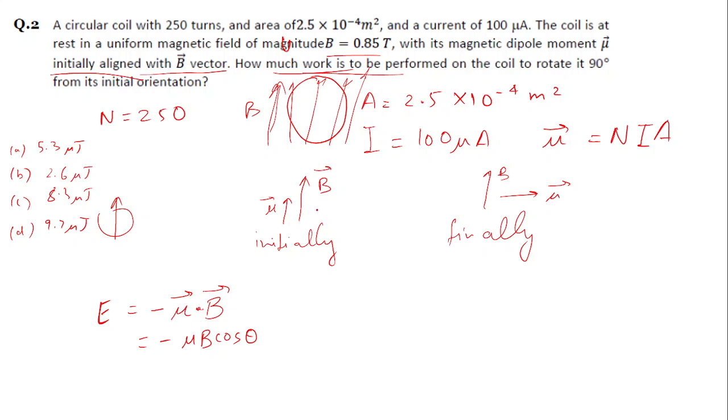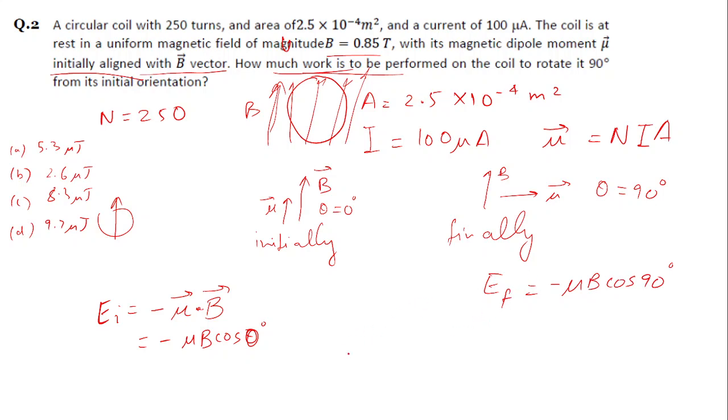If they are aligned, that means theta is 0 degree, and when they are perpendicular, theta is 90 degree. So initially the energy is minus mu B cos 0 degree, and finally the energy will be minus mu B cos 90 degree, and we need to find out the work done.